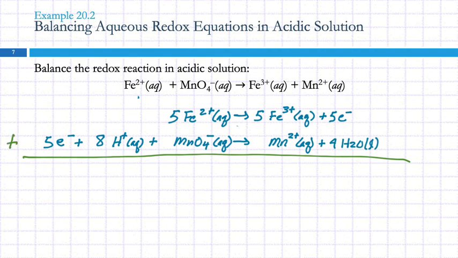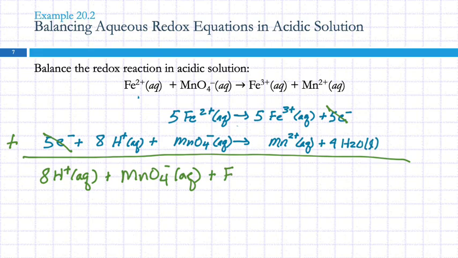If we've done this correctly, the electrons will cancel out. I have 5 electrons on one side and 5 electrons on the other side. We did that on purpose. And then I'm going to copy down everything else. So I have 8 hydrogen ions and a permanganate ion and 5 iron 2+ ions.